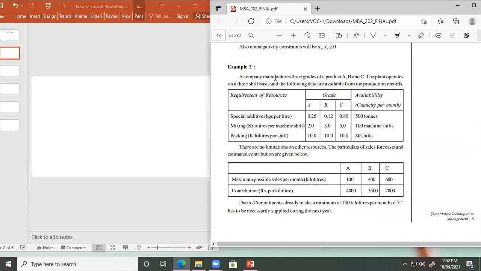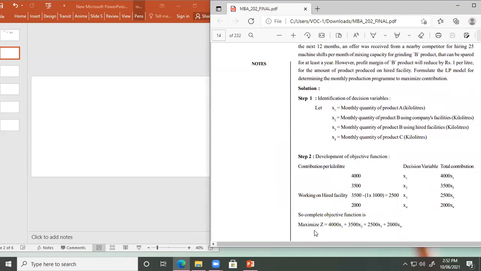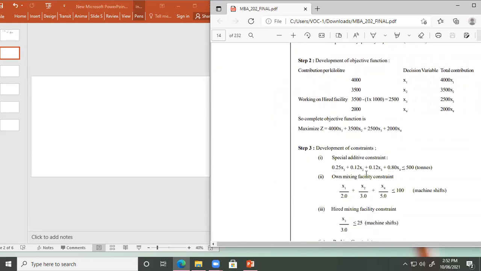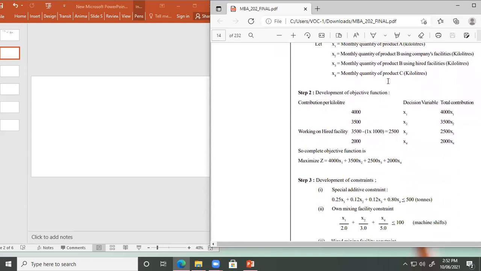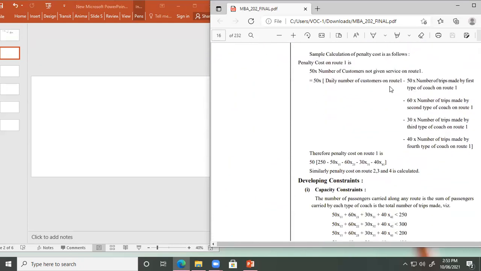So next example: here you can see the example about the additives, mixing, packaging, and the grade and the availability. So you have to calculate according to that. Here the explanation of the problem is given. The third example is also given here.